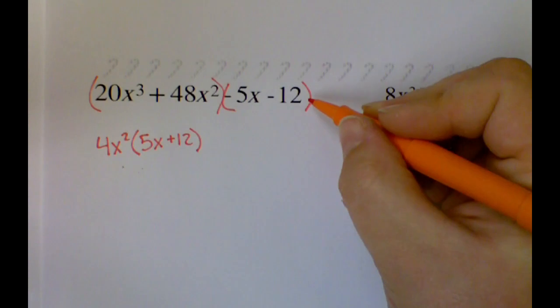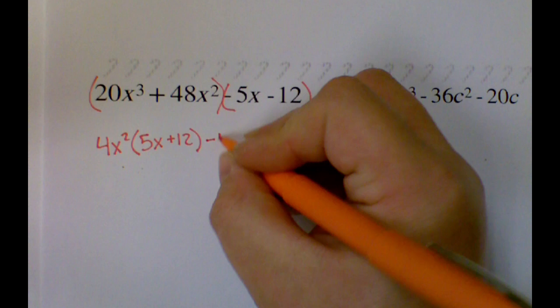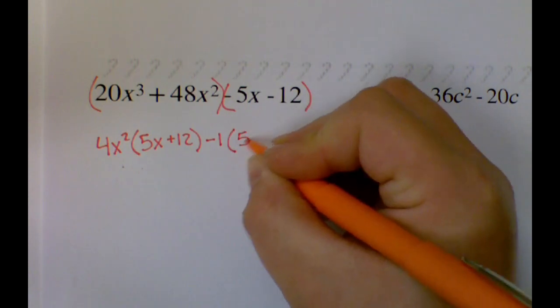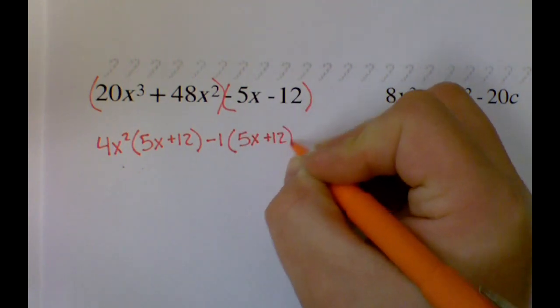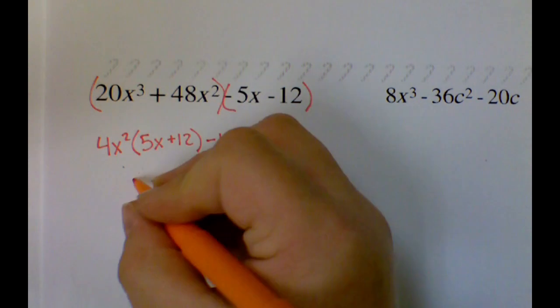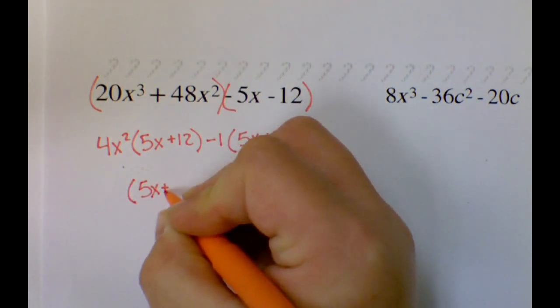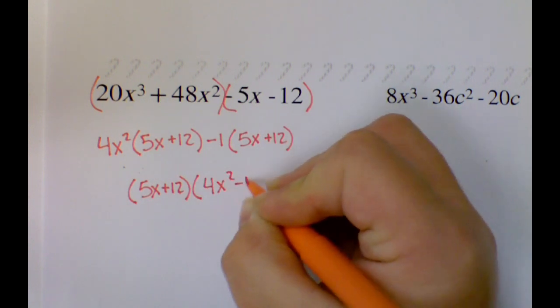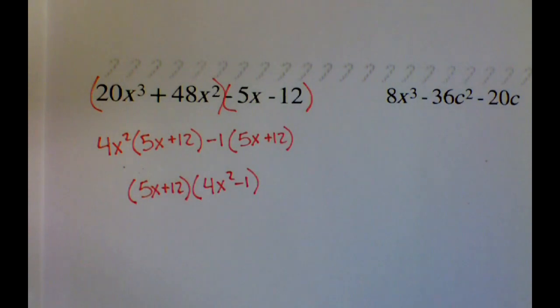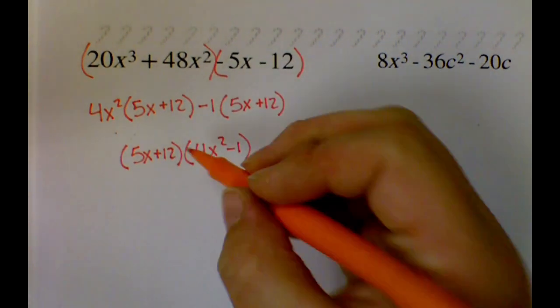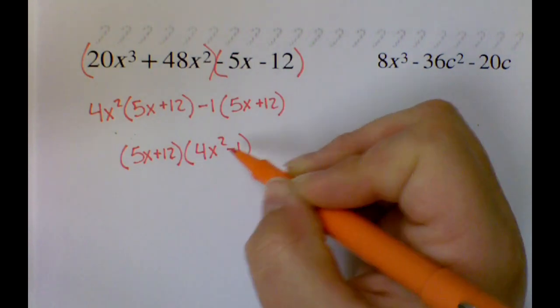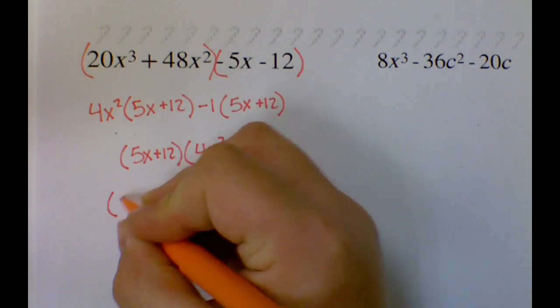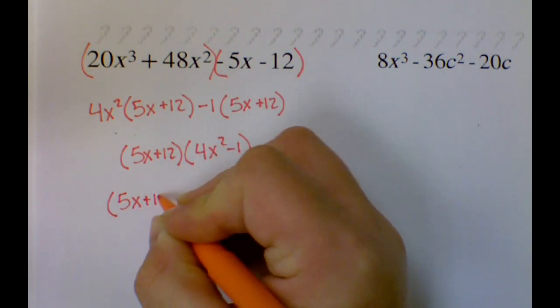In my last 2 terms, it looks like I could take a negative 1 out, making it positive 5x plus 12. Hey, look at that. My 5x plus 12 is my first factor. My other factor is 4x squared minus 1. But wait, there's more. 4x squared minus 1 is a difference of perfect squares. So 5x plus 12 is hanging out.